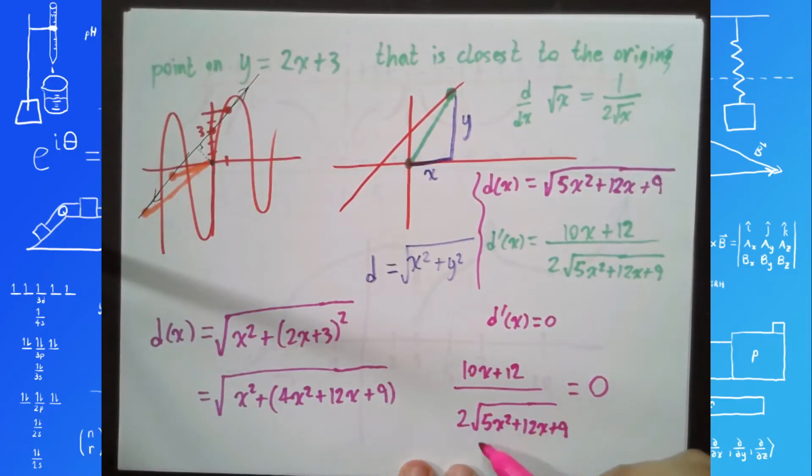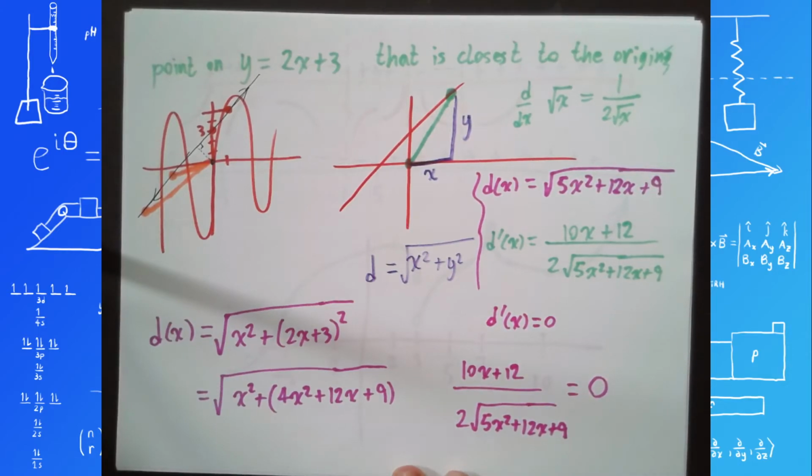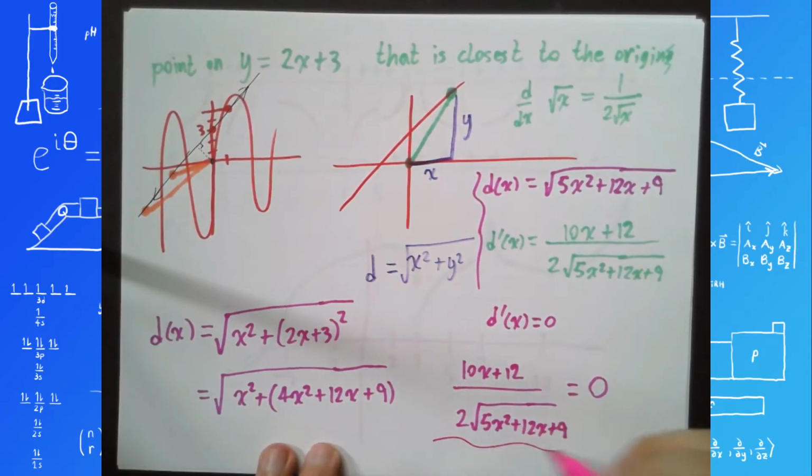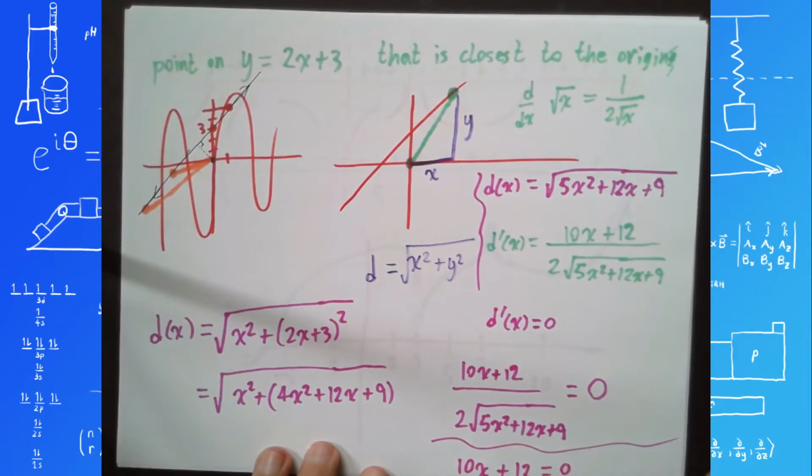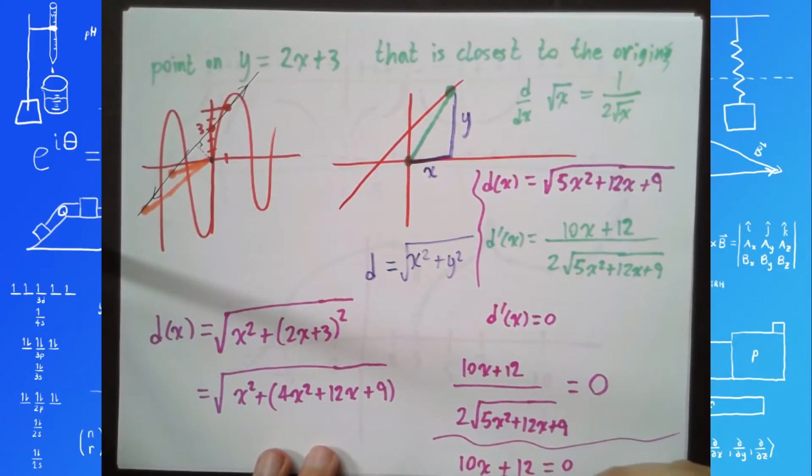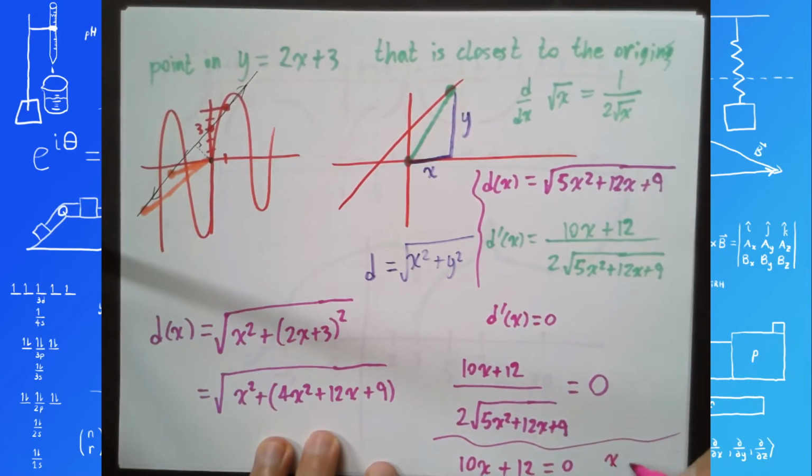And so if I multiply by 2 square root of 5x squared plus 12x plus 9, then that just gets rid of the denominator. Multiplying it by 0 doesn't change anything. The right-hand side would still be 0. And we would get 10x plus 12 equals 0. Subtract 12 and divide by 10, we would get x equals negative 1.2.